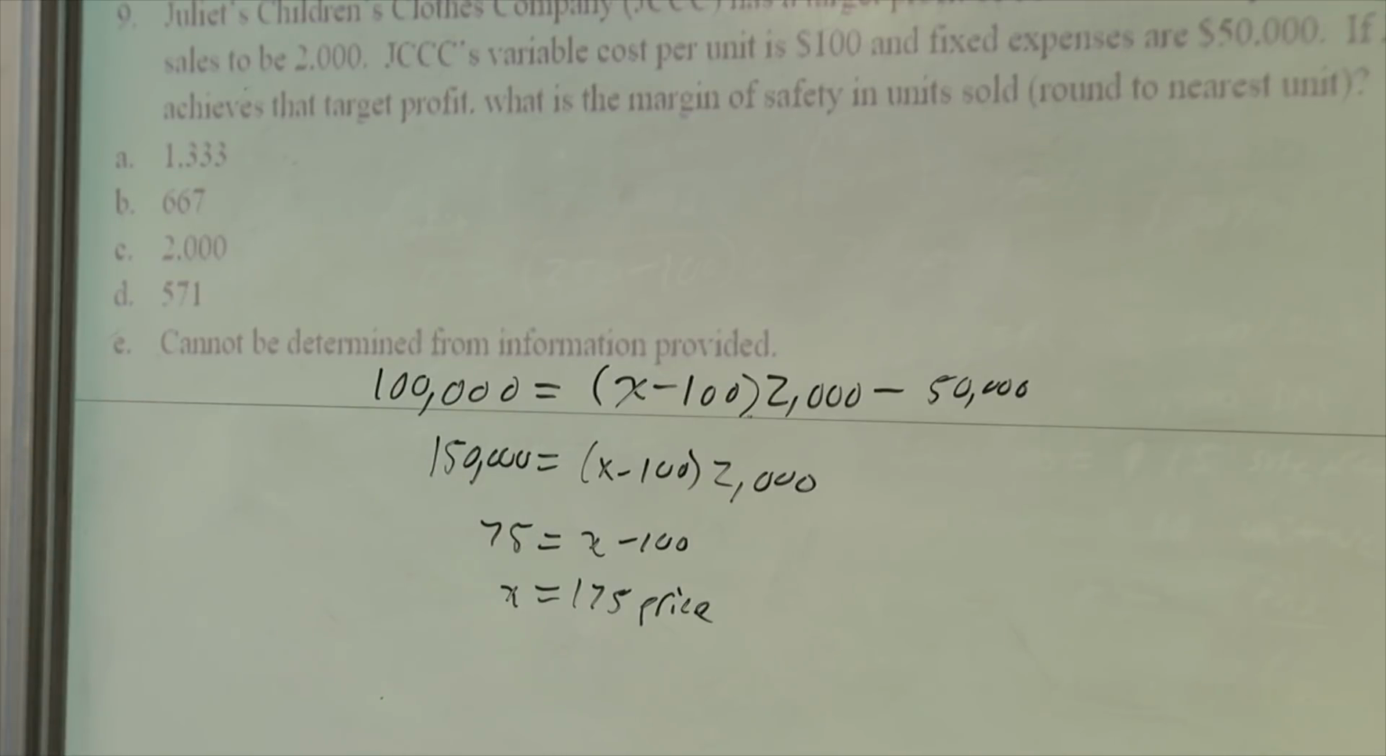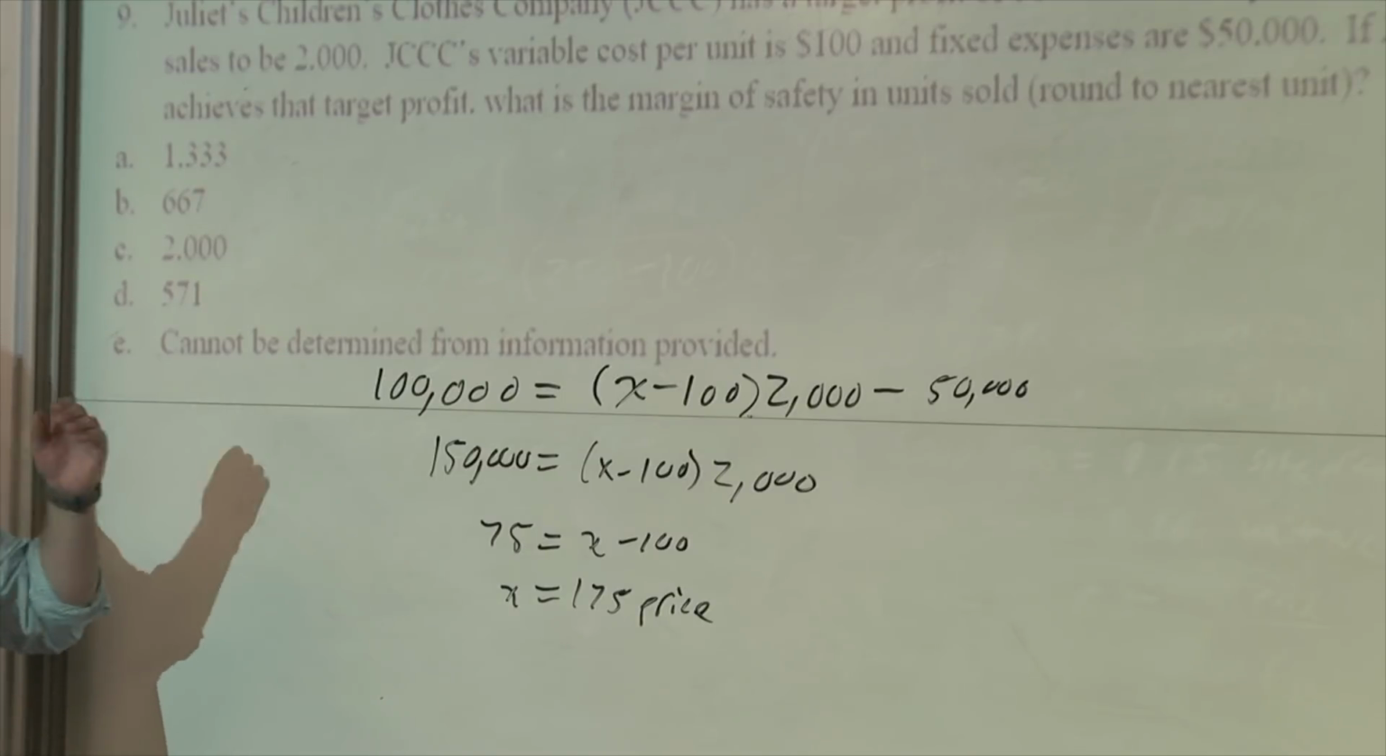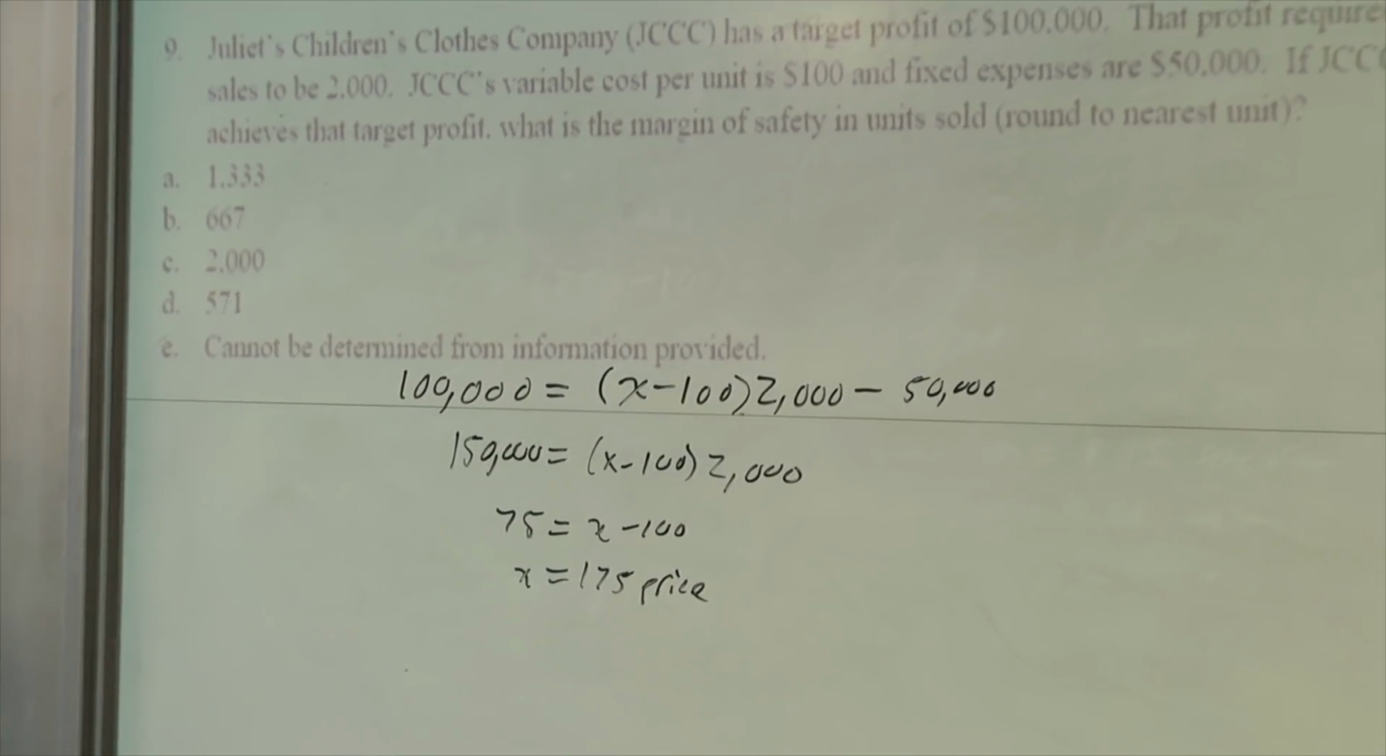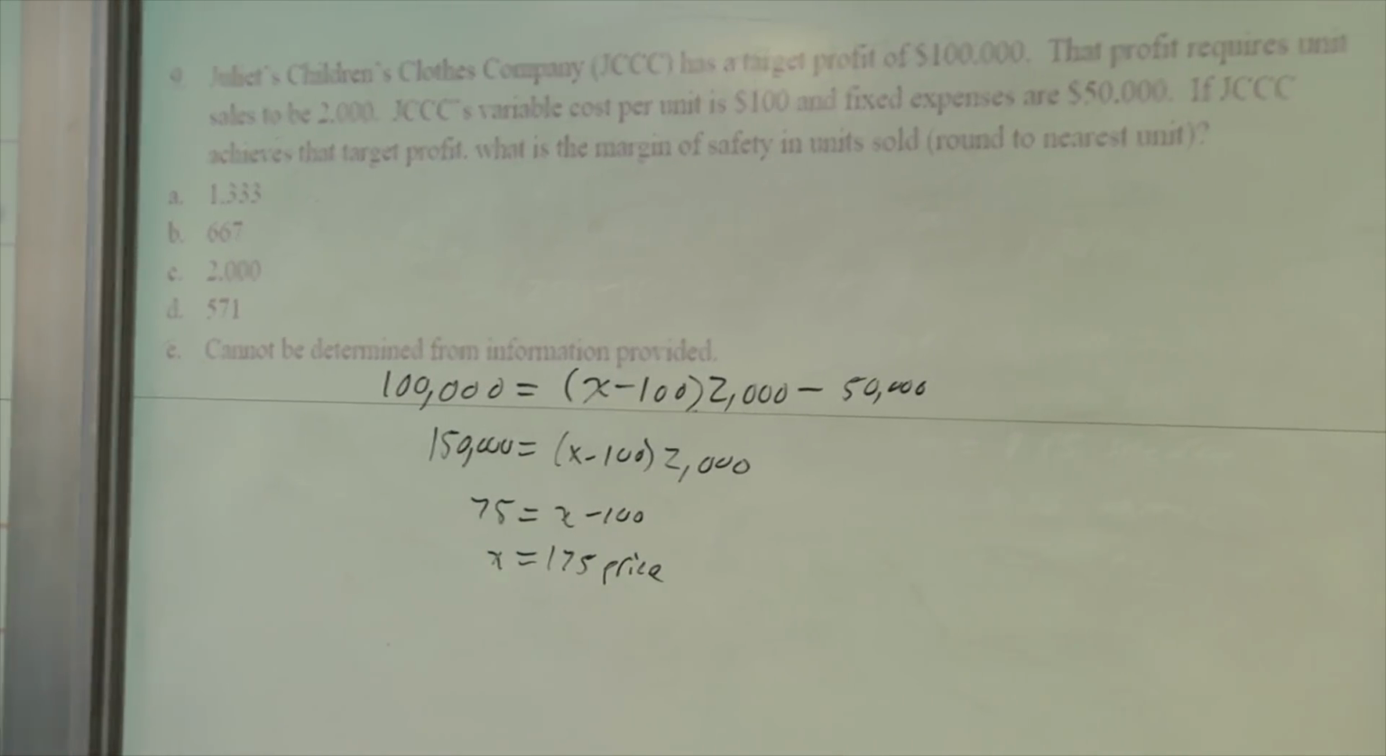So once we know 175 is the unit price, we're looking at the margin of safety. So the margin of safety is what percentage over your break-even sales you are achieving. So what do we need the break-even sales to be to even get there.